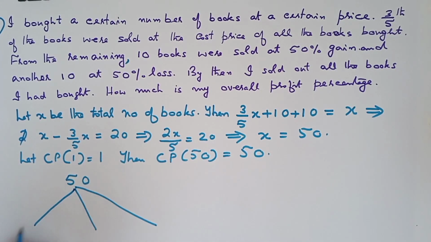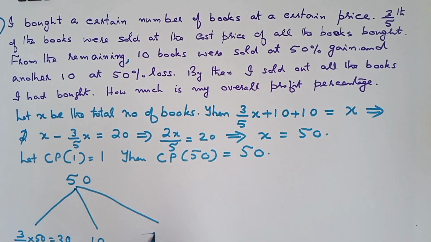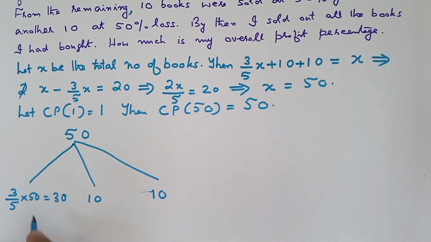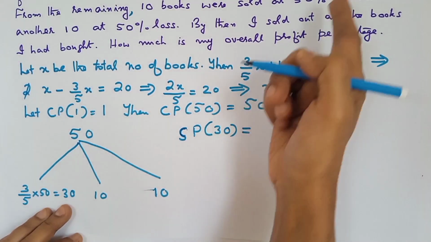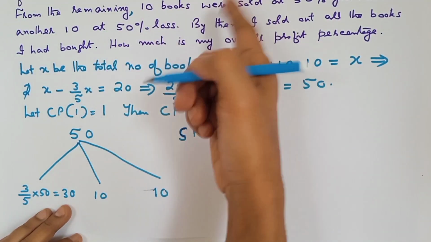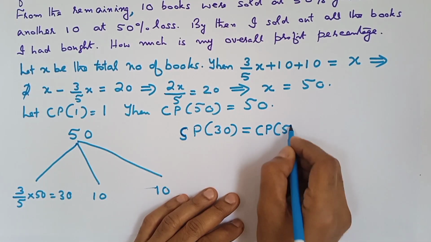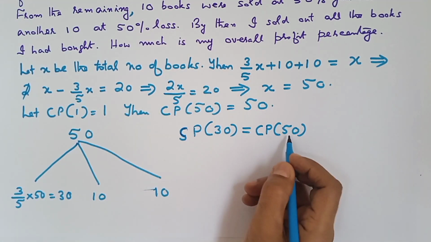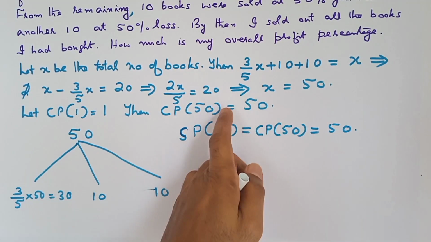Okay, first part 3/5 of 50, that's 30. Second part they are giving us 2 numbers. So 30, 10, 10, that will form 50. Now let's find out SP of all these parts. SP of 30 books, how is it sold? 3/5 sold at the cost price of all the books. That means this will be CP of 50. There's a meaning of 30 books being sold at the cost price of all the books, which is 50, and that's 50 by this assumption.